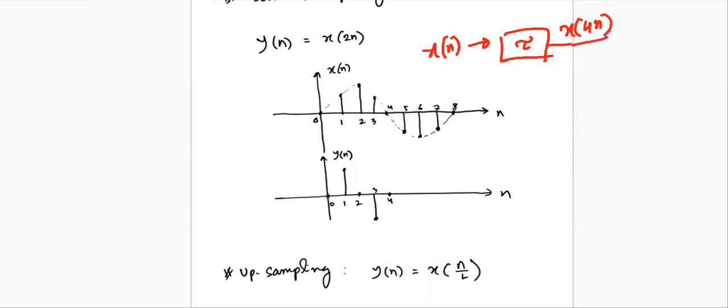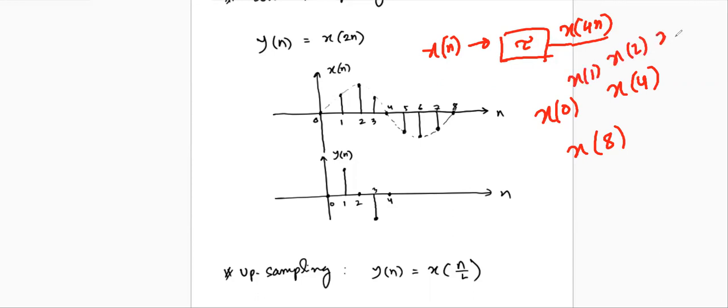So if it is x[4n], then the first value is x0. After that, you are taking x4, then you are taking x8, like that. What about x1, x2, x3? You are missing those 3 data. Then x5, x6, and x7, you are missing those data, something like that. So after missing all those data, you are getting a downsampled value.